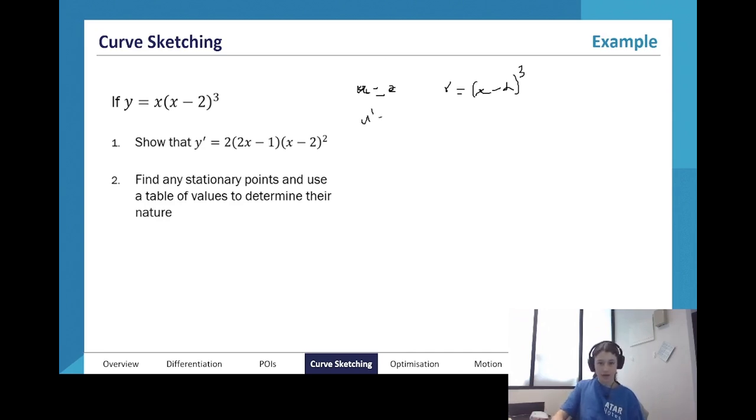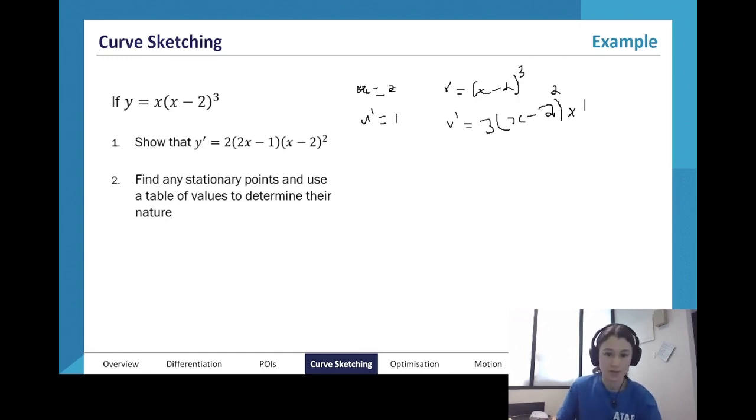Our u dash is going to be 1. Our v dash, remember, we're going to use our chain rule here, so we're going to take this 3 out the front, leave what's in the brackets, take this old power by 1, we're going to reduce this old power, giving us 2. Now we're going to multiply by the derivative of the thing we just left by itself, the thing we just covered over, the thing we just ignored. The derivative of x take 2, the thing we just ignored, is just going to be 1.